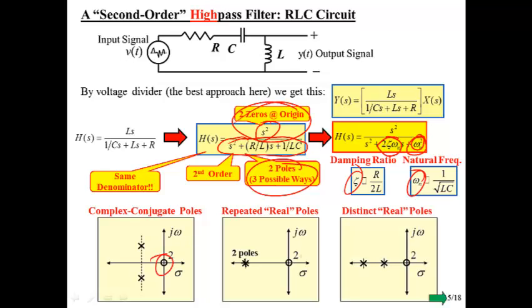Now, the thing that's common in all of these is a zero at the origin. So when we're slicing through at the j omega axis, notice that in all three cases, those two zeros are really tying the frequency response down at low frequencies, and that's what makes this a high-pass filter.